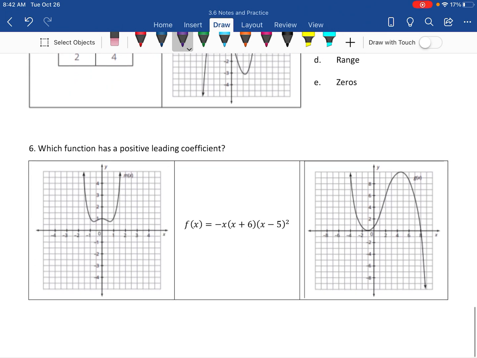Now number 6, you want to see which one has a positive leading coefficient. So look at your graph. Since my arrows are both going upward, that means it is positive. My leading coefficient here is negative, and this graph ultimately is going down from left to right, so that is negative. So the function that has a positive leading coefficient would be the first function. And that's all. That's your answer.